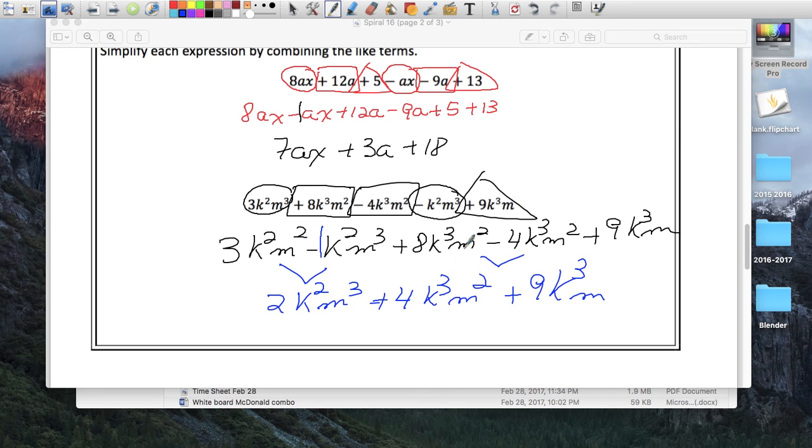Okay, I ask that you circle the like terms, put squares or rectangles around the other ones and triangles, and then move them around. I will ask you to do that on the test.